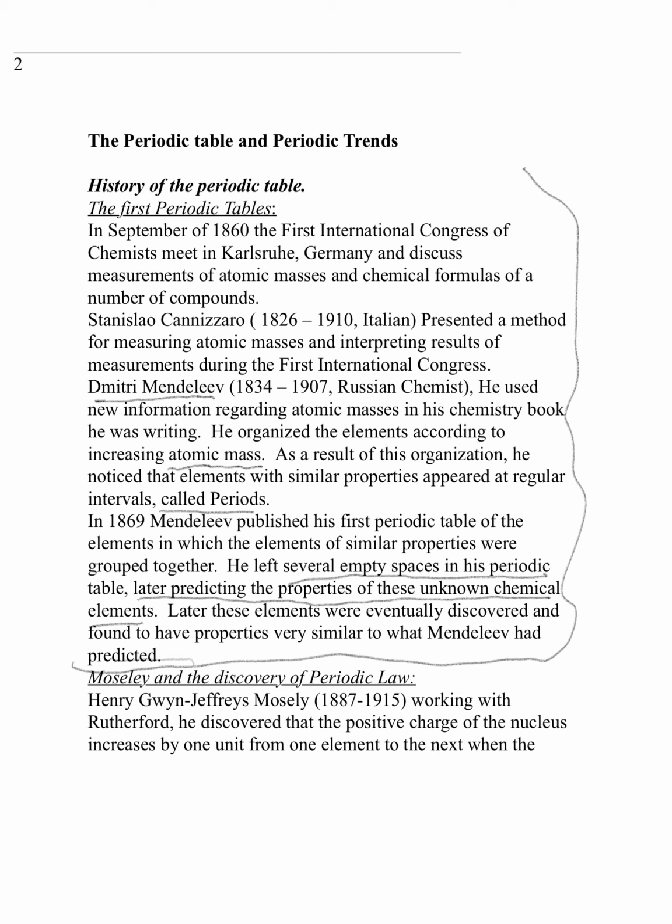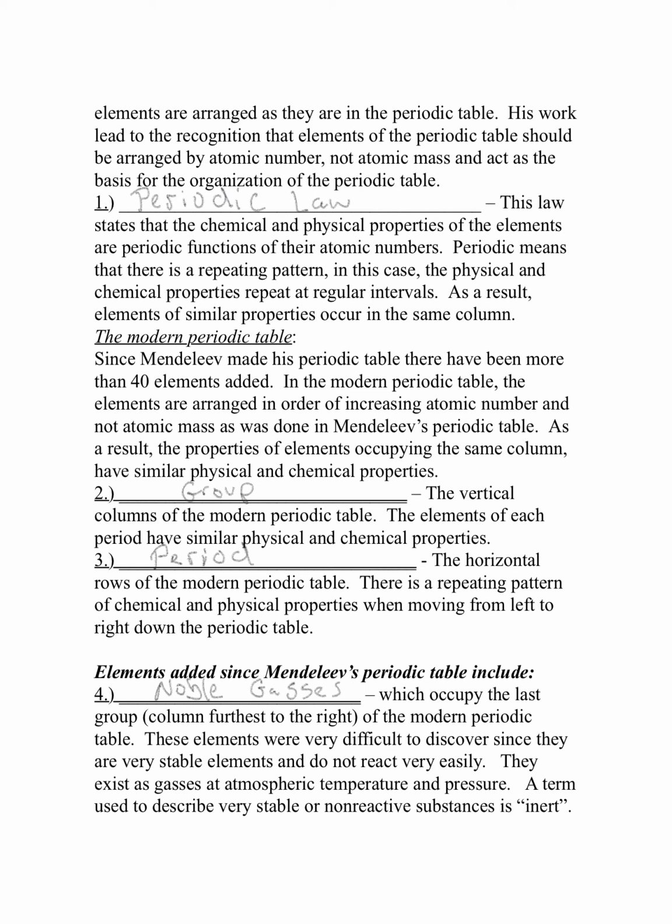So, Moseley and the discovery of the periodic law. Henry Gwyn Jeffreys Moseley lived from 1887 to 1915. He was working with Rutherford, who we heard about before. He discovered that the positive charge of the nucleus increases by 1 unit from one element to the next. So elements are arranged as they are in the periodic table. His work led to the recognition that the elements of the periodic table should be arranged by atomic number, not atomic mass, and acted as the basis for the organization of the periodic table.